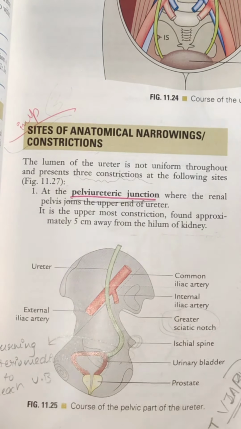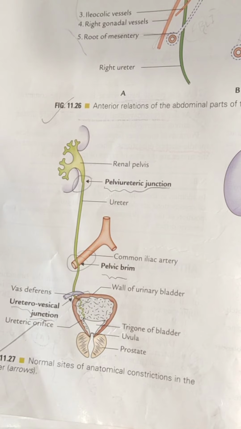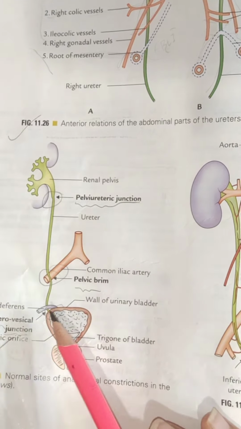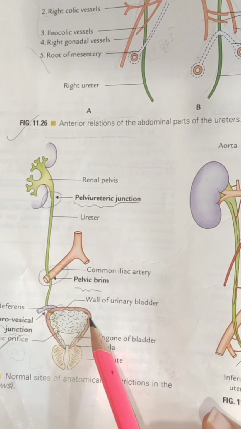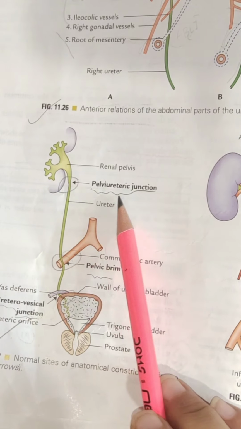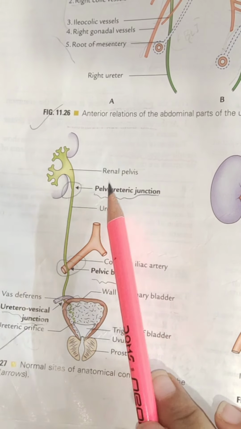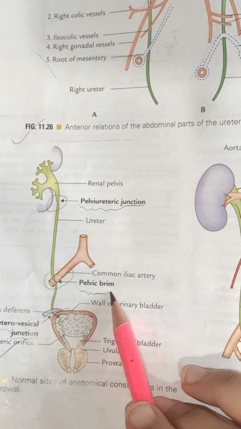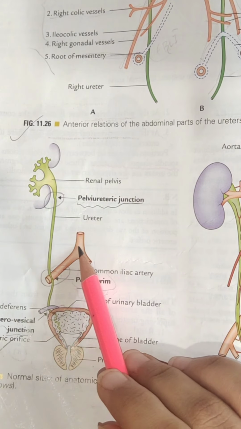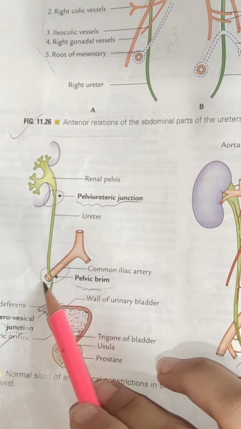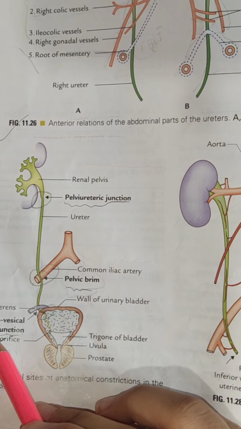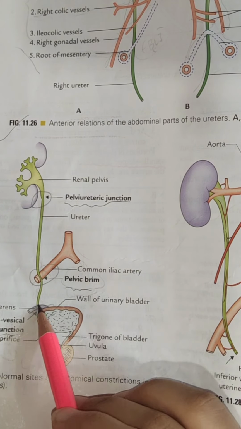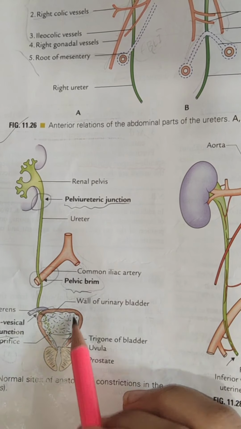First, we'll look at the first constriction. Here are the 3 constrictions of the ureter. As we can see in this diagram, the first is the pelviureteric junction, the second is the pelvic brim, and the third is the ureterovesical junction. The pelviureteric junction, as the word says, is between the renal pelvis and the ureter. The second one is at the pelvic brim, the point where there is bifurcation of the common iliac artery. The third is the ureterovesical junction, where the ureter passes into the base of the urinary bladder, the trigone of the urinary bladder.